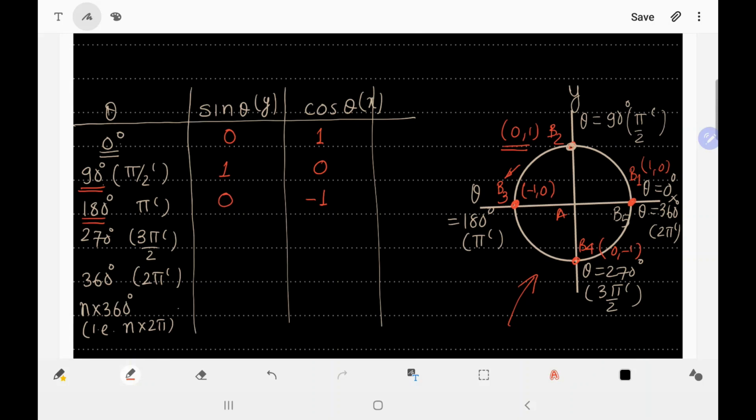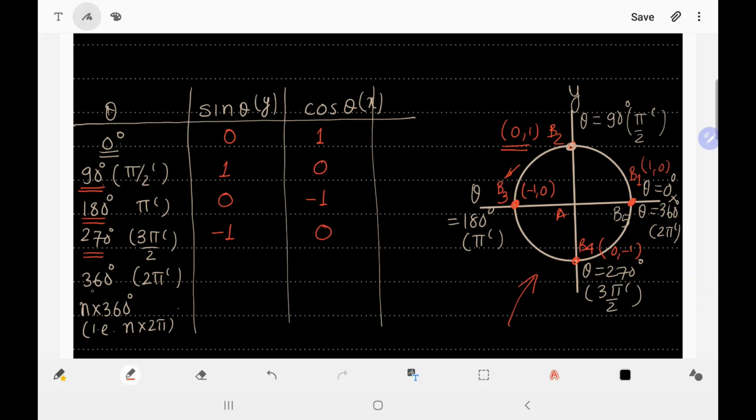For angle theta equal to 270 degrees, point B is in the position B4, which is lying on the negative y-axis, and its coordinates can be given by 0, minus 1. That means the x-coordinate is 0, which is equal to cos theta, and the y-coordinate is equal to minus 1, which is equal to sine theta.